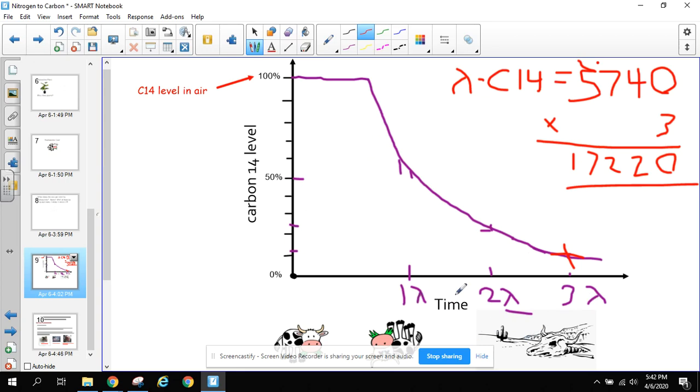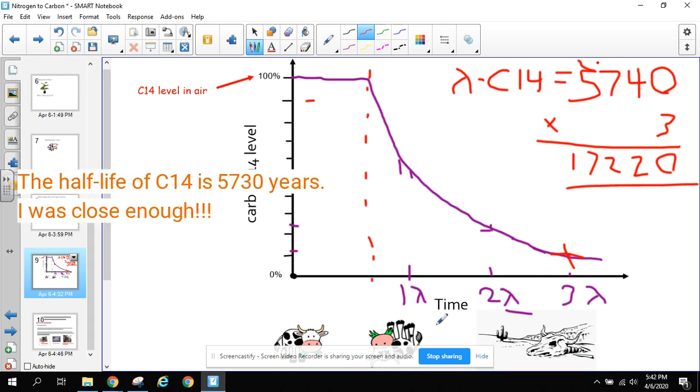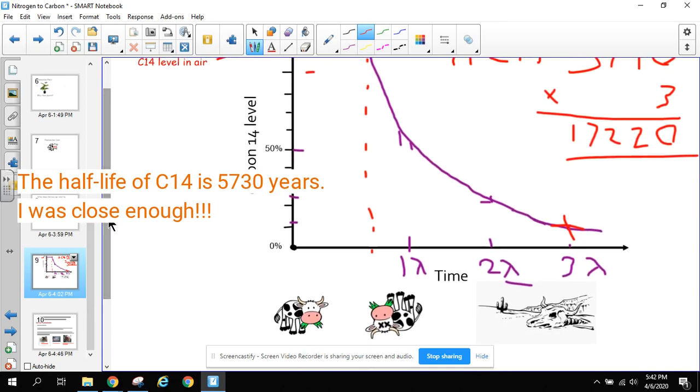Guys, we can use carbon 14 in fossils to determine not how long ago they were born, but how long ago they died. This represents how long after death. So this is how we use carbon 14 to figure out the age of fossils.